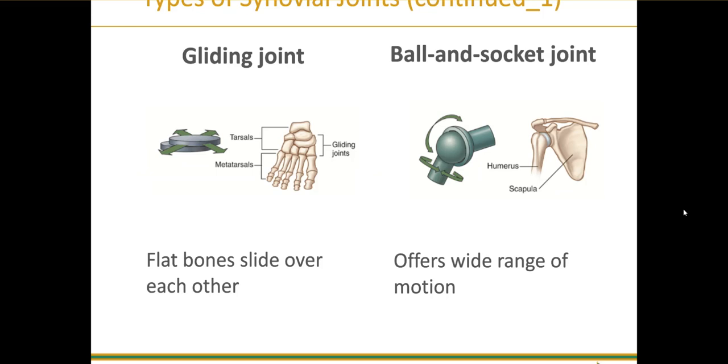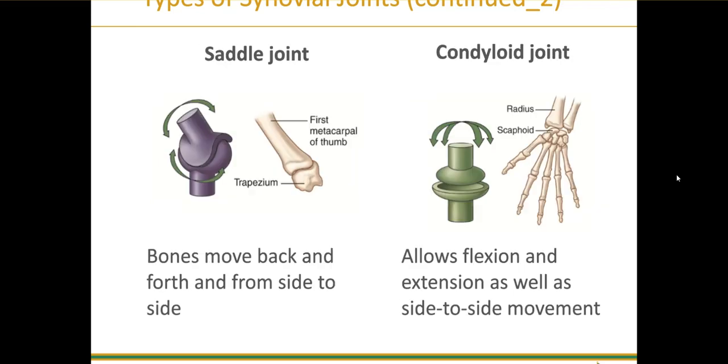The gliding joints allow flat bones to slide over each other, and this is all on page 41. Okay, so that is an example that is in your wrist. The ball and socket joint, this is in your shoulder and your hip. These are the joints that allow the widest range of motion. So you can rotate your shoulder circularly, you can rotate your hips, so that has the widest amount of rotation.